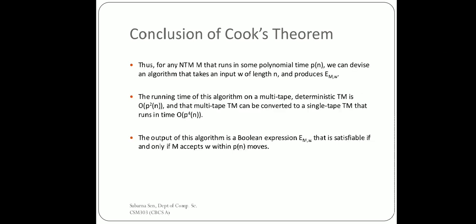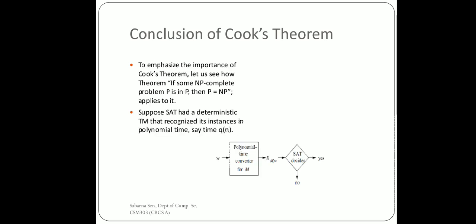Now here we have seen that the running time of this algorithm on a multi-tape machine is order of p squared n, and for a single tape it is order of n to the power 4, right? And it is satisfiable if and only if M accepts W within n number of moves. We have also seen this, and we can draw it like this. Just see, the importance of Cook's theorem is that if some NP-complete problem P is in P, then P equals NP applies to it, right?